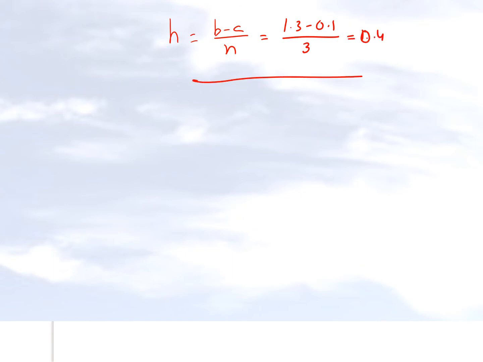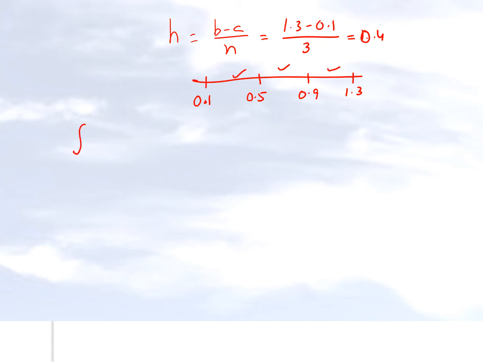For our example, h will be equal to b minus a divided by n, which is 1.3 minus 0.1 divided by 3, so it will be 0.4. That makes sense because if I start from 0.1 and end at 1.3, I have three segments. The first point will be 0.4 away from 0.1, which is 0.5. The next one, 0.4 again away, gets 0.9, and we have three segments.